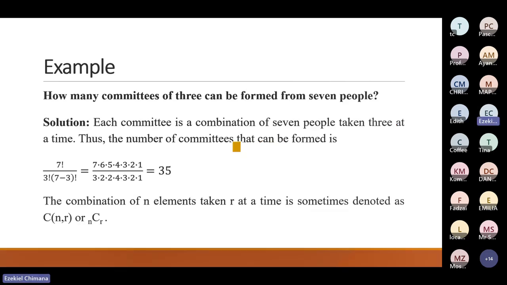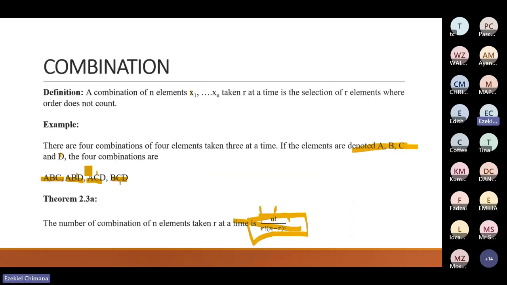So that's the number of committees that can be formed: 35. So the total possible combinations that we can come up with, or the number of committees that we can form here, is 35. How do we get that? Your 7 here is your N, and 3 is your R. So it's just a matter of substituting your N and your R here.